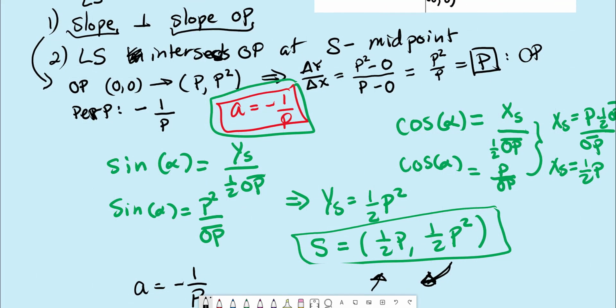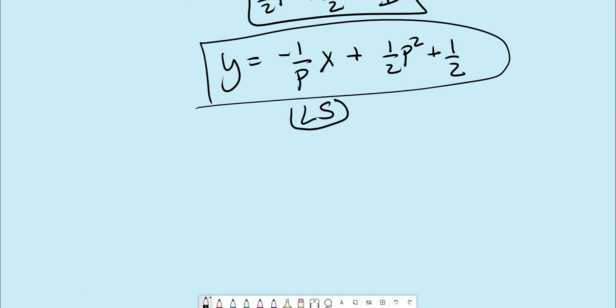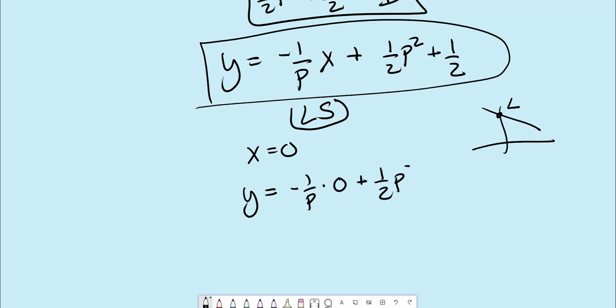Now we just have to figure out at what point this line crosses the y-axis. Well, it crosses the y-axis when x equals 0, right there. And we want to find the value of y at that point. When x equals 0, we just have y equals minus 1 over p times 0 plus half p squared plus half. And we're going to call this L. So our L is just half p squared plus half.